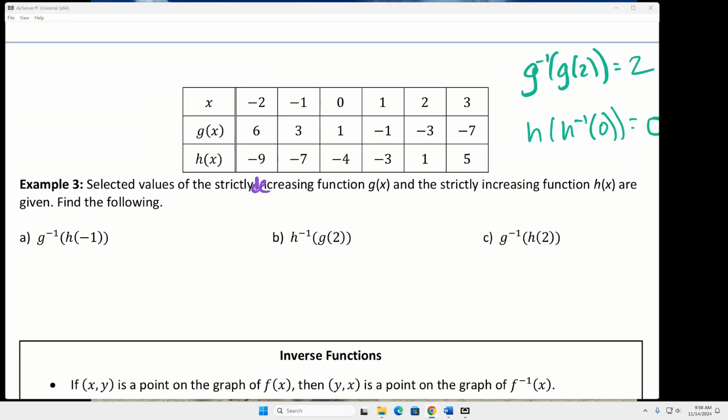Okay, so here we go. We're going to always start on the inside. So we're going to do g inverse of h of -1. h of -1 is just normal. Find the value of h when x is -1. So that's just going to be -7. And then g inverse of -7 is the new thing we've been doing today, which is find what x value is going to make g -7. And so the answer to that would be 3.